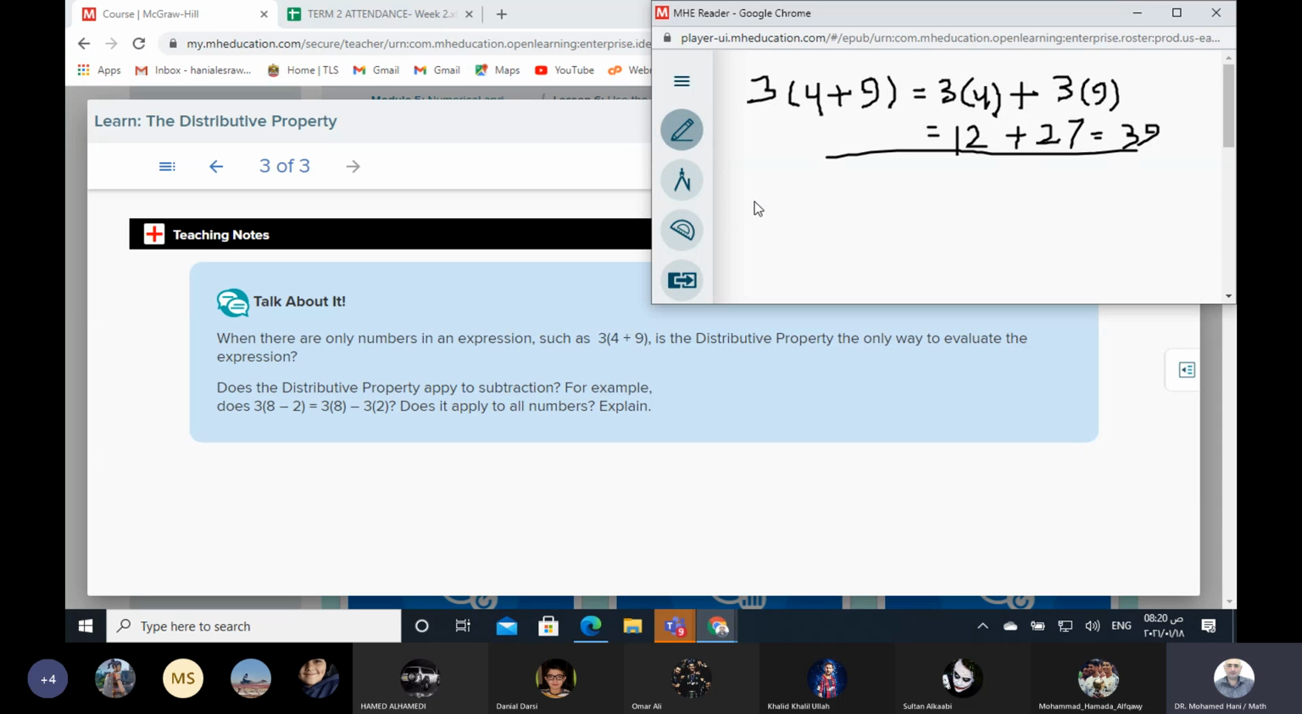And here the second example, we have 3 multiplied by 8 minus 2. Always we can use the distributive property here. We can write 3 times 8 minus 3 times 2. Now 3 times 8 will be 24, minus 3 times 2 will be 6. Now, 24 minus 6 will be 18.